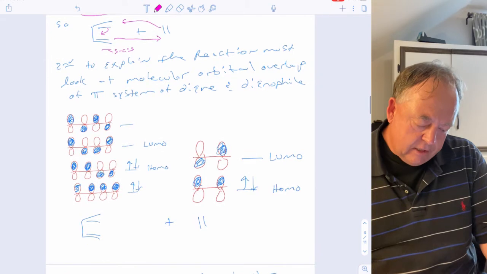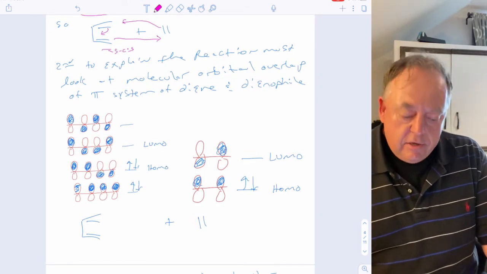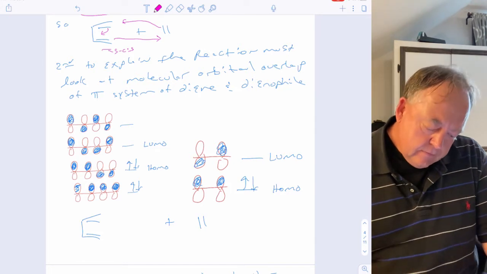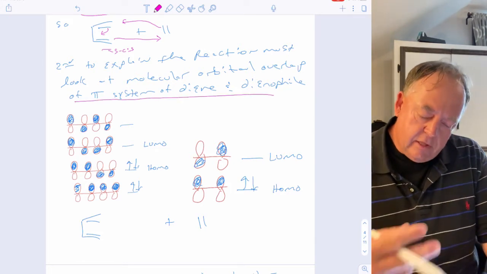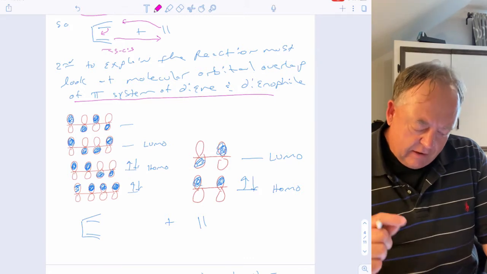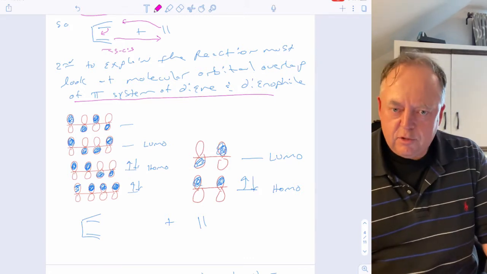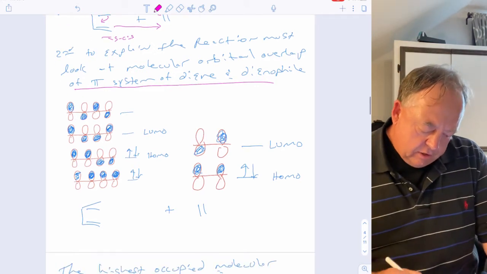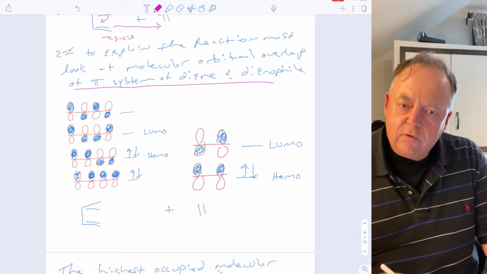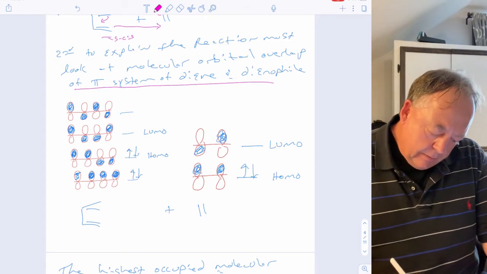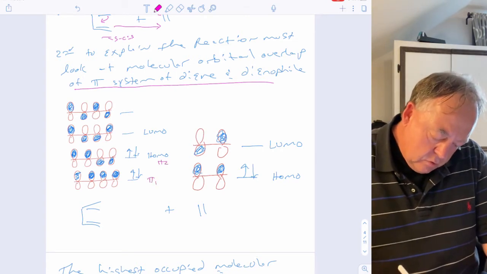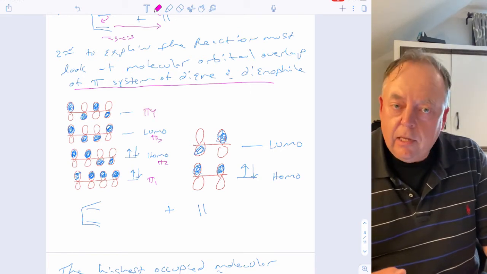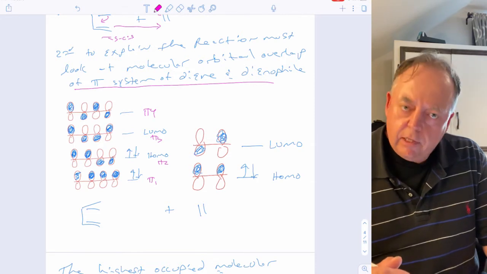Okay, so second, we need to explain the theory. To explain the theory, we have to look at the molecular orbital map, the molecular orbital picture. So we did this in the third lecture from this chapter. So you would definitely want to go through the third lecture before you look at this lecture, otherwise this won't make any sense to you. Okay, so in the third lecture we looked at the molecular orbitals for the diene. So if you remember, pi 1, pi 2, pi 3, pi 4. So pi 2 was the highest occupied molecular orbital, and pi 3 was the lowest unoccupied molecular orbital.